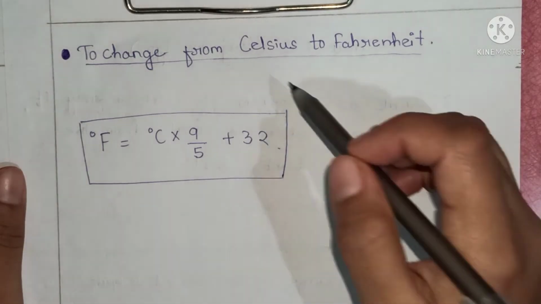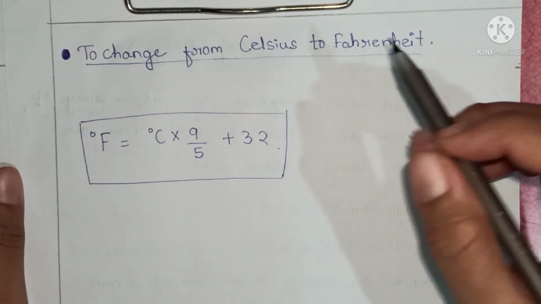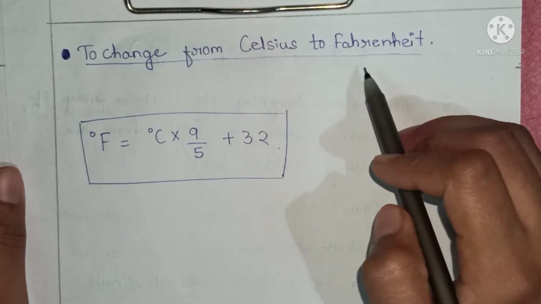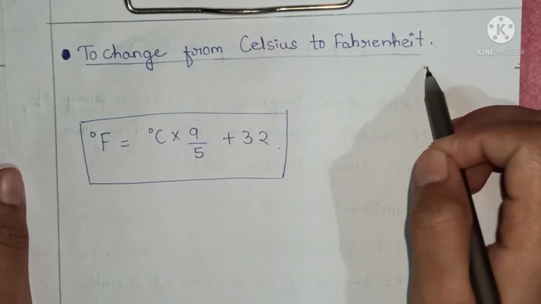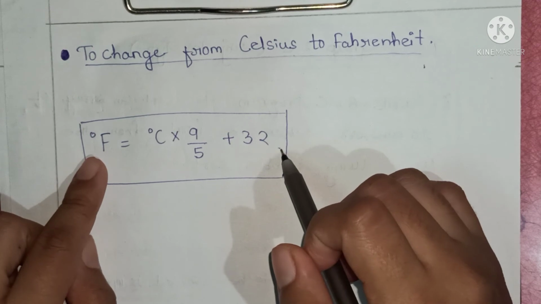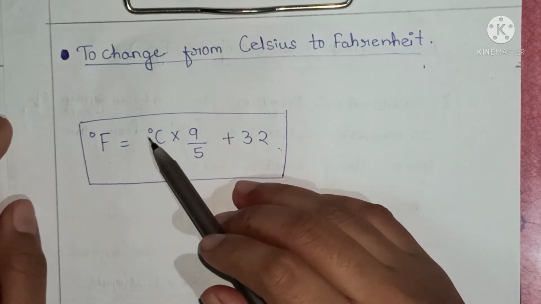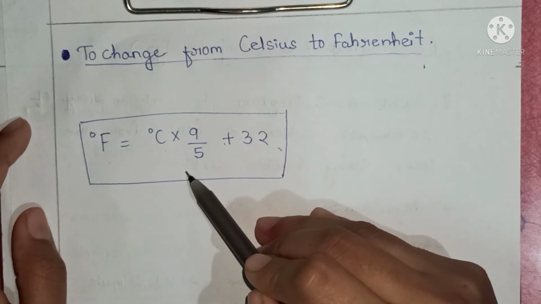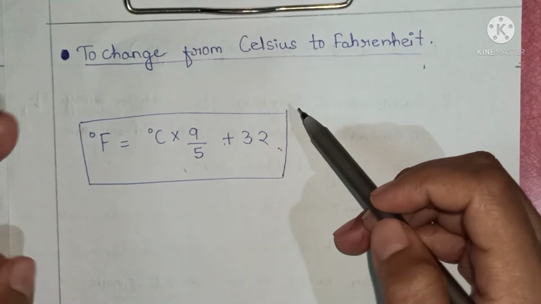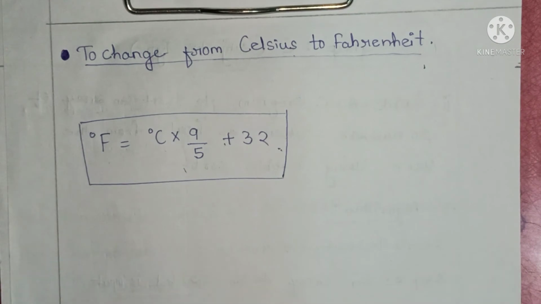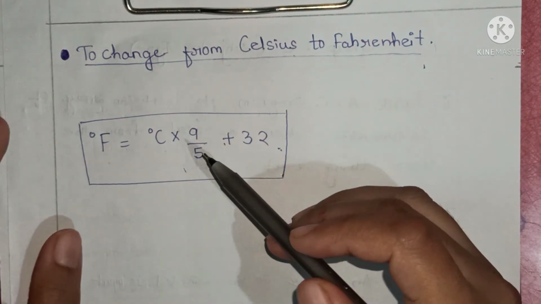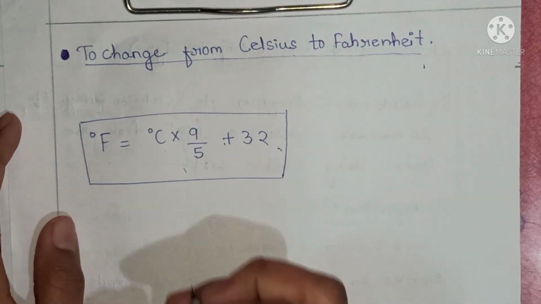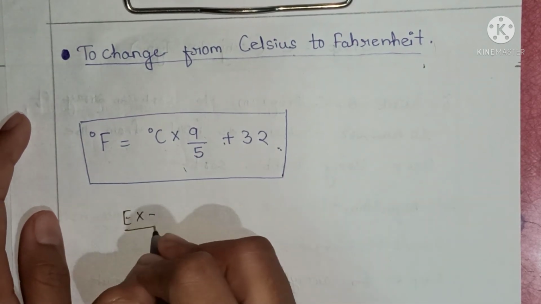Now how can we change from Celsius to Fahrenheit? If the question is given in degree Celsius, how can we change it into Fahrenheit? Using the formula: degree Fahrenheit is equal to degree Celsius, multiply by 9, divide by 5, then add 32. So here also there are 3 steps but different steps. First multiply by 9, then divide by 5, then add 32. So let us take one example.